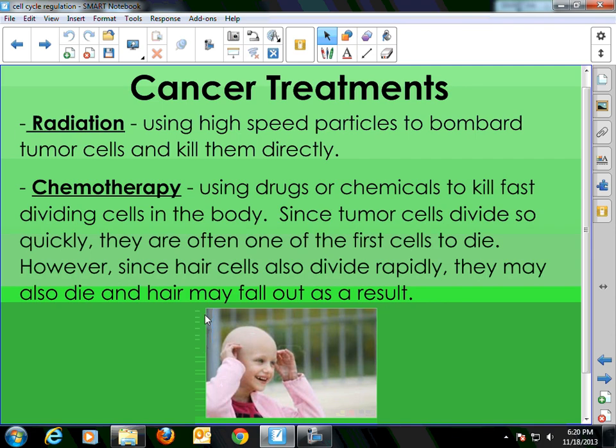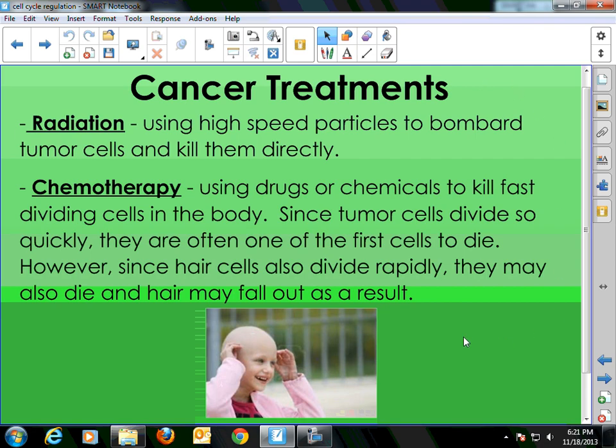And so that's often a symptom of chemotherapy. If the treatment is successful, though, since the tumor cells divide so rapidly and they would be targeted first, it may knock out all the cancer in the body, and that is the goal of chemotherapy. Okay, so that is cell regulation.